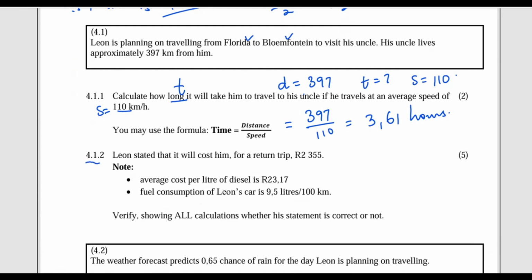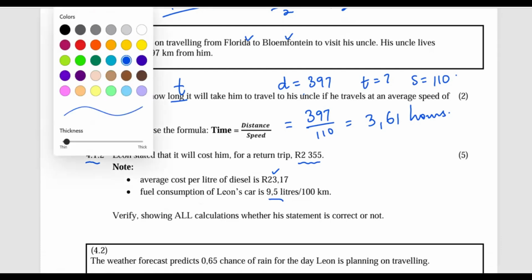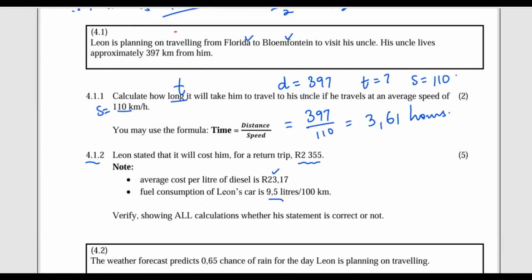Then 4.1.2, this person stated that it will cost him a return trip to 355. If the average cost per liter of diesel is this, the fuel consumption of the car is this much. Can we verify using calculations? Okay, so step number 1, we want to see how many liters of fuel this person is going to use for just the 1 way.